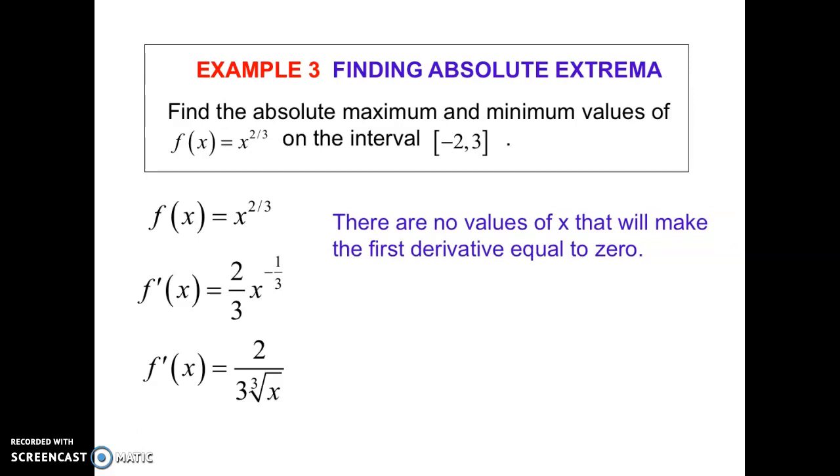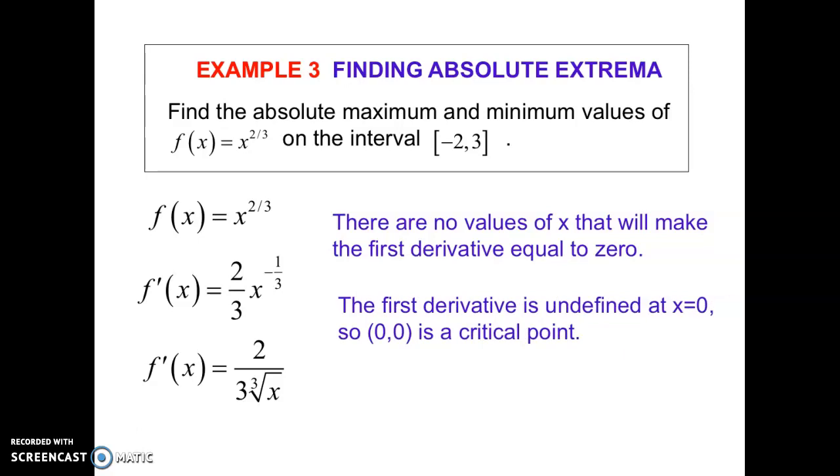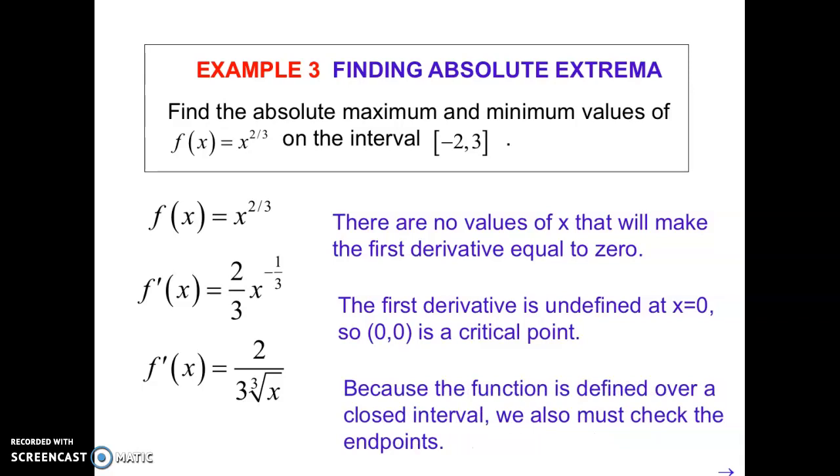So there are no values of x that will make the first derivative equal to 0. However, the first derivative will be undefined or will not exist at x equals 0. So the point on the curve when x equals 0, y equals 0, if you put it into the original curve, 0, 0 will be a critical point. Now we're going to evaluate this critical point to determine whether it is a minimum or a maximum value. Because the function is defined over the closed interval, we also have to check the endpoints.